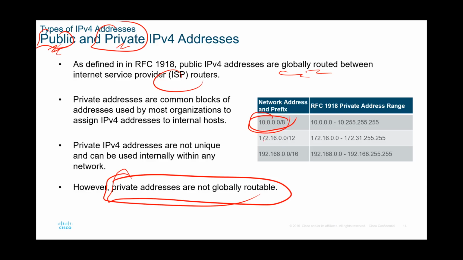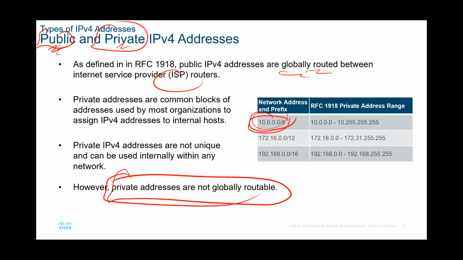Any IP address anywhere in the world that is 10.anything.anything/anything is a private IP address. It's being used locally. It cannot go on the internet. So you just remove 10.0.0.0/8. All other addresses in class A are public IP addresses.